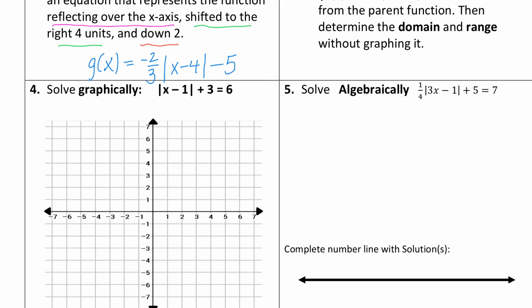Okay, part 3 says describe how the graph of f of x equals -3 absolute value of x plus 1 minus 2 transforms from the parent function. Then determine the domain and range without graphing it. Okay, so again, we need to go ahead and state what this represents.